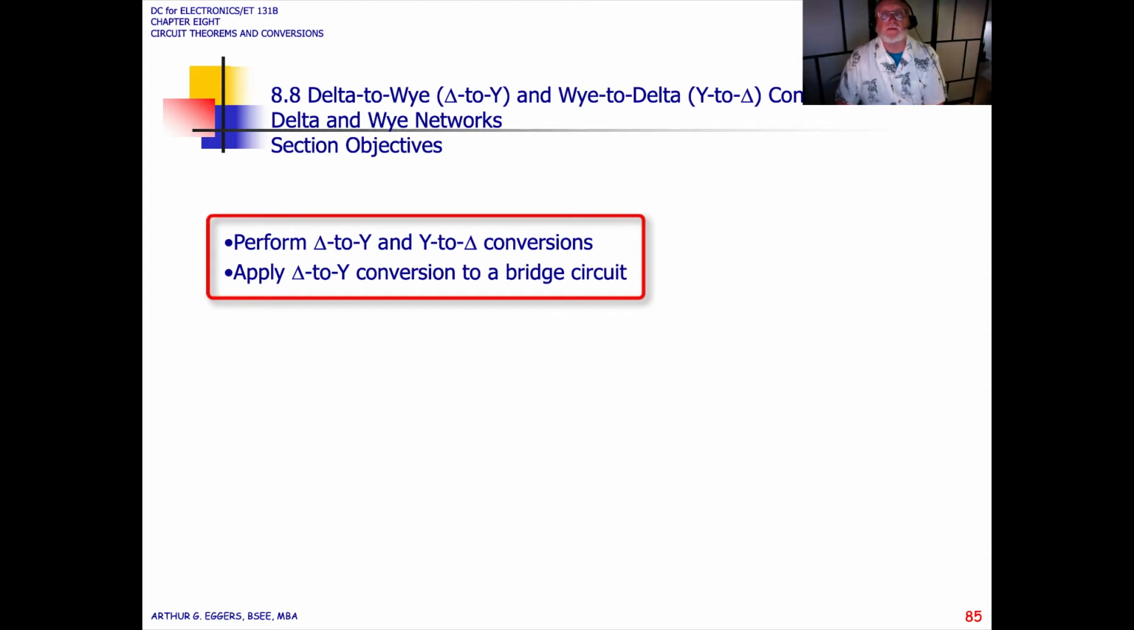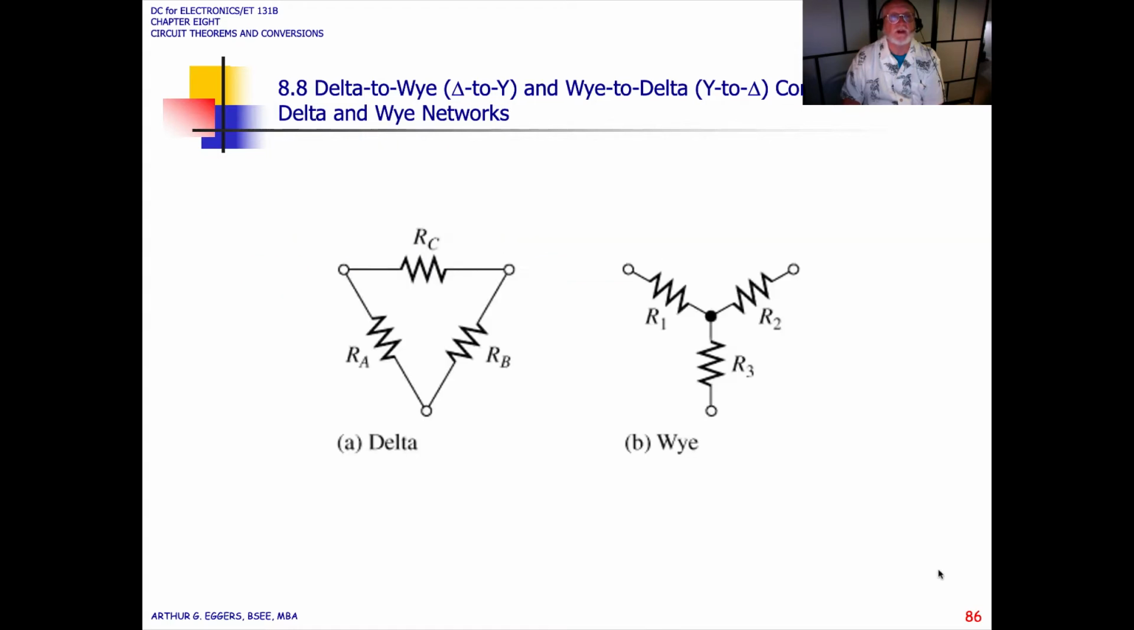Let's wrap up the last bit of conversions, the delta to Y and Y to delta conversion. The objectives here would be to perform conversions both ways, delta to Y, Y to delta, and apply delta to Y conversion then to a bridge circuit, where you'll see that it has its greatest applicability.